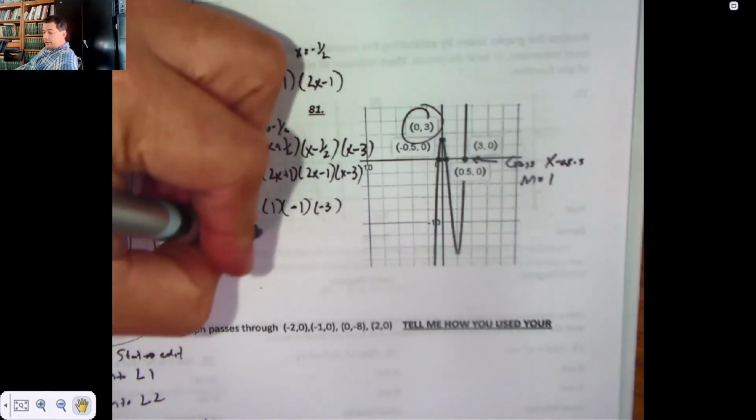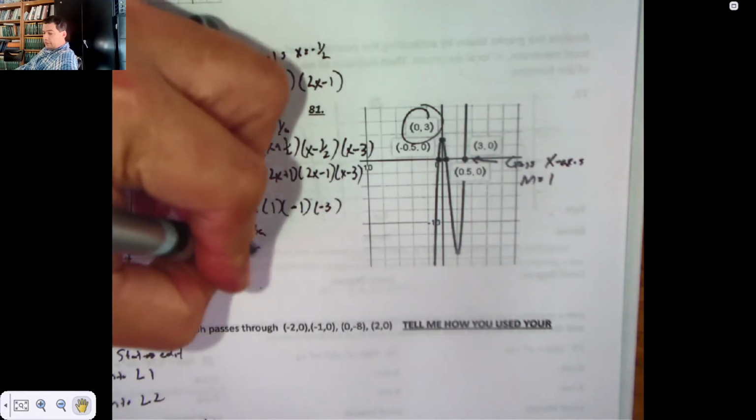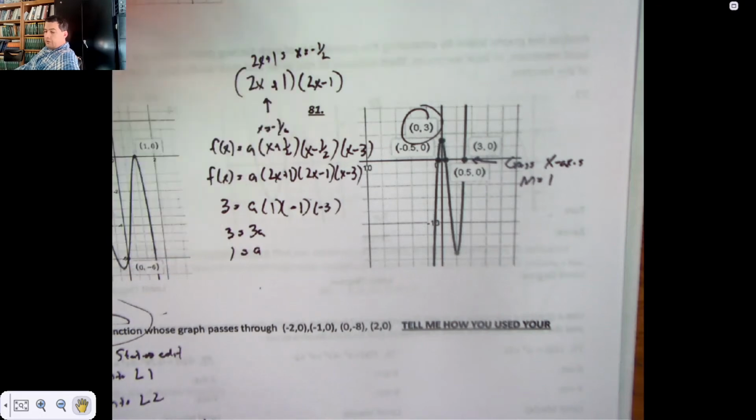So if I multiply all these pieces together, I get 3a. So my a value is 1. Had you not done this, you probably would have got an a value of 4. But my full equation is just this, because I went ahead and handled that factoring.